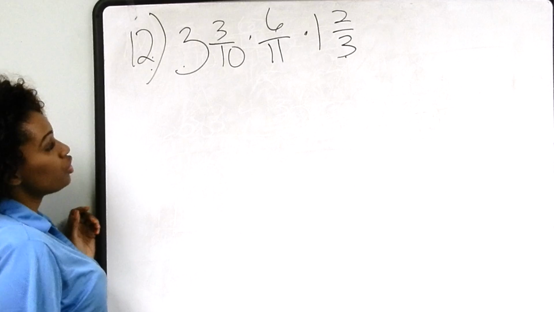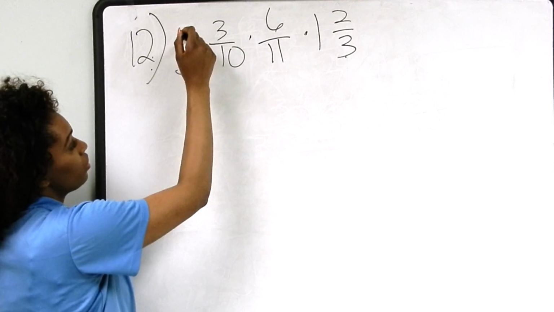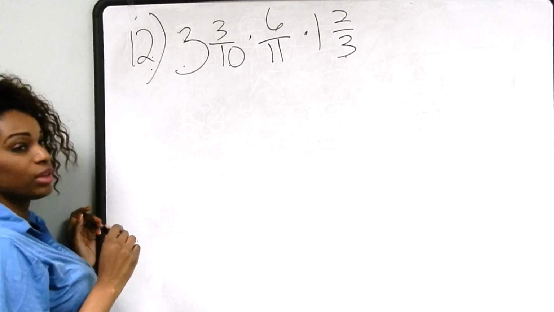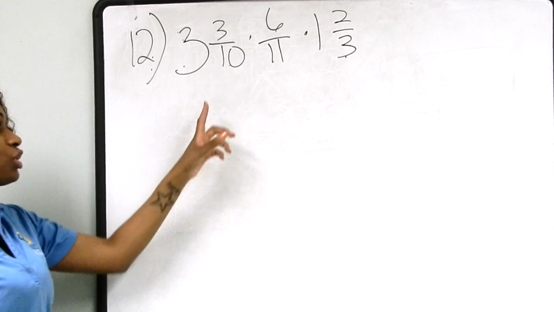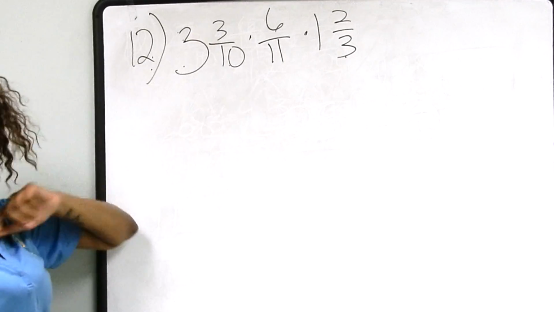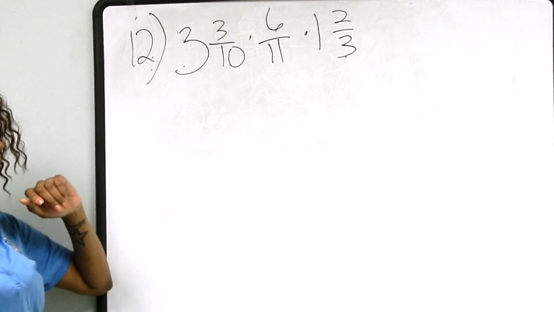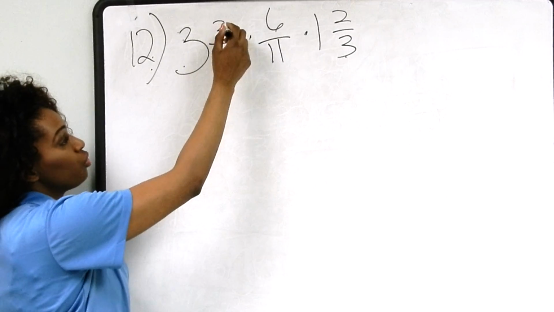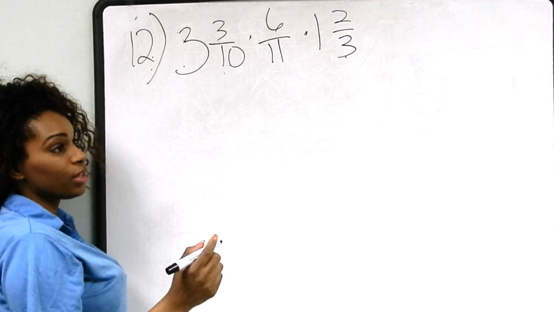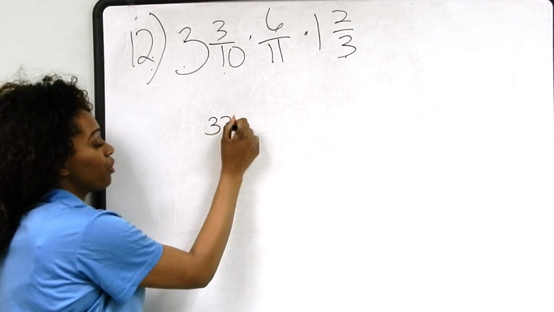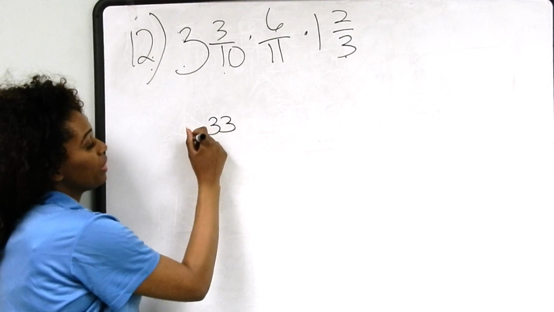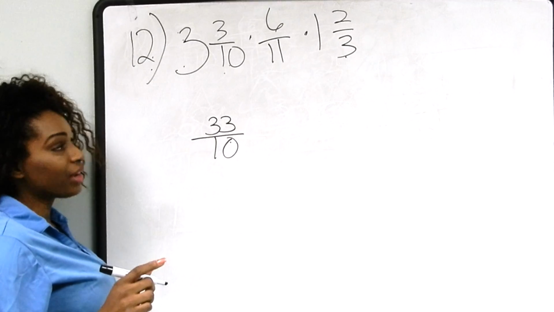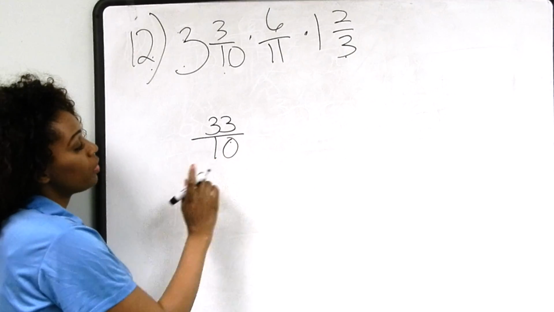So what you have to do is you take your whole number in the front, 3, and you multiply it by the denominator, which is 10, and that will give you 30. Then you add the numerator to your answer. So you do 3 times 10, which is 30, and then you add your numerator, which is 3, and you get 33. That will now go in your new numerator. So you'll get 33 over 10 as your improper fraction, okay? So your denominator will stay the same.